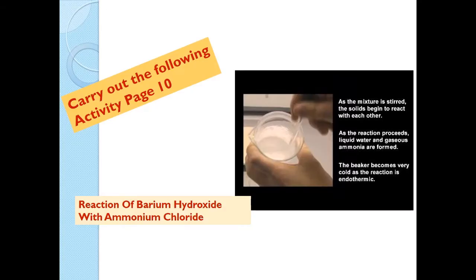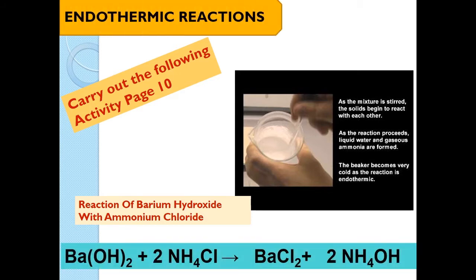In our previous videos, we performed activities 1.1, 1.3 and 1.4. All these are examples of exothermic reactions. Now let us study one endothermic reaction as given in your NCERT book at page number 10. It deals with the reaction of barium hydroxide with ammonium chloride. As a result, barium chloride and ammonium hydroxide are formed, and there is a sharp decrease in temperature. Let us see this activity.